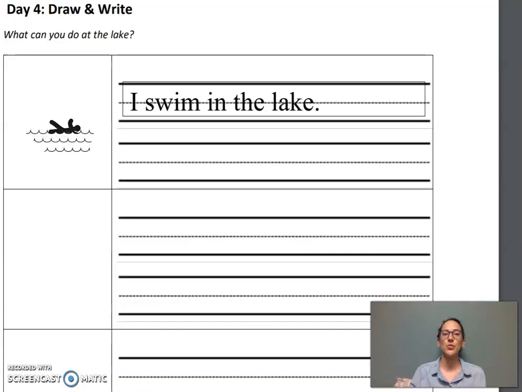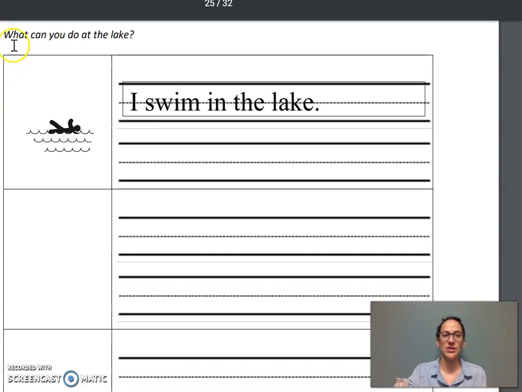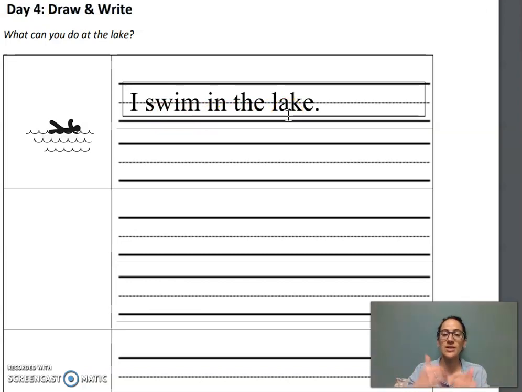Now we're going to write and draw pictures of what we can do at the lake. The question says, what can you do at the lake? Here's an example. Look at the picture. I see a person in the water. It says, I swim in the lake. So we want to think about what can we do? What are some actions we can do at the lake?